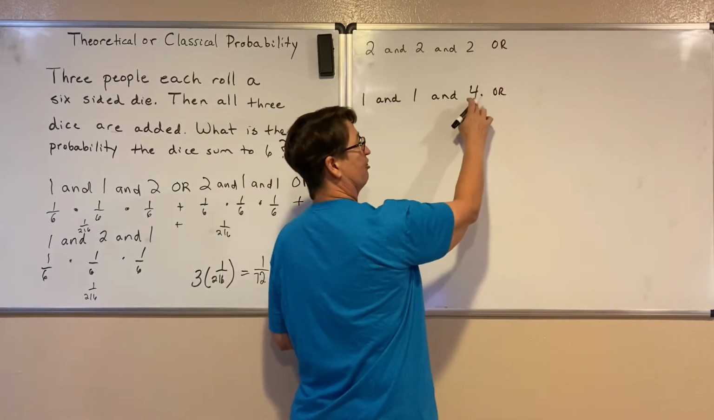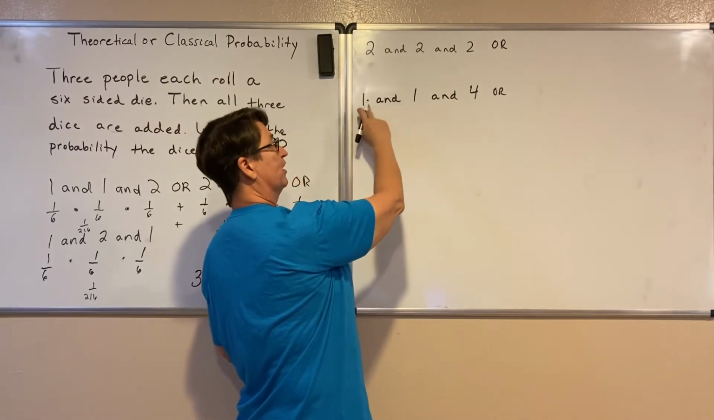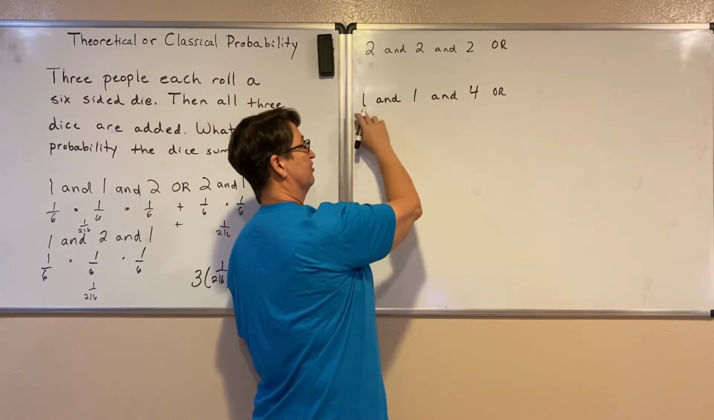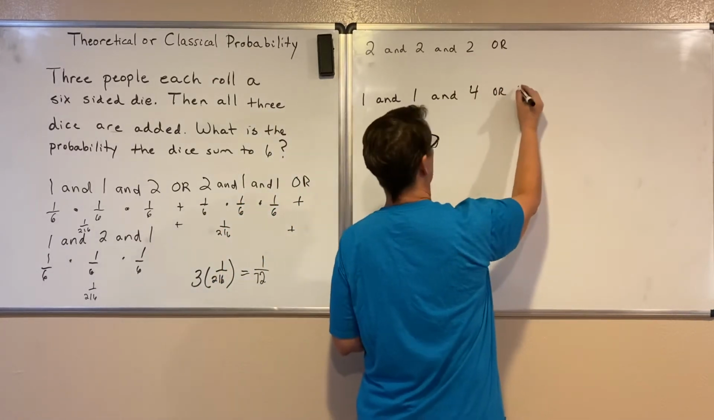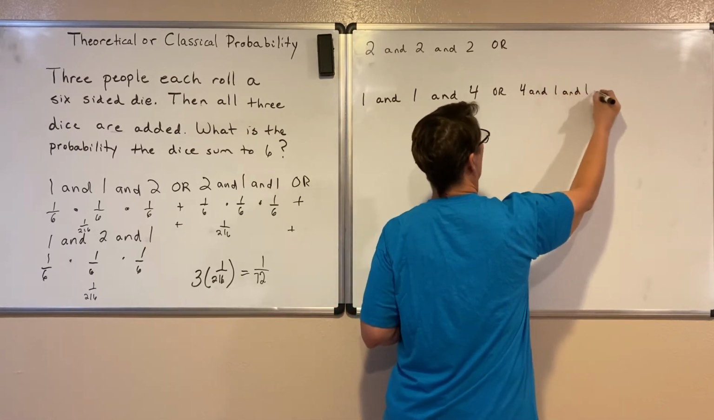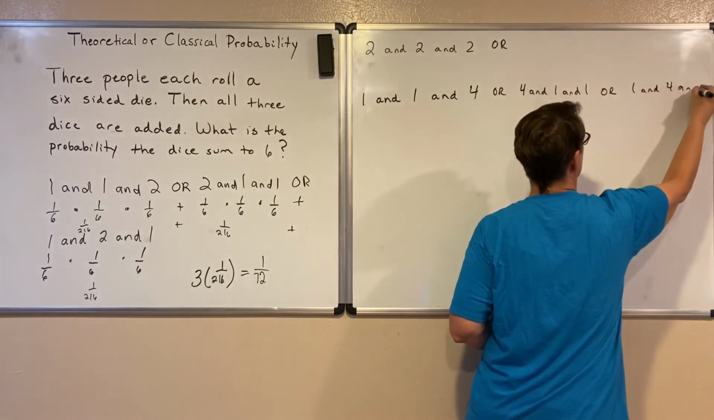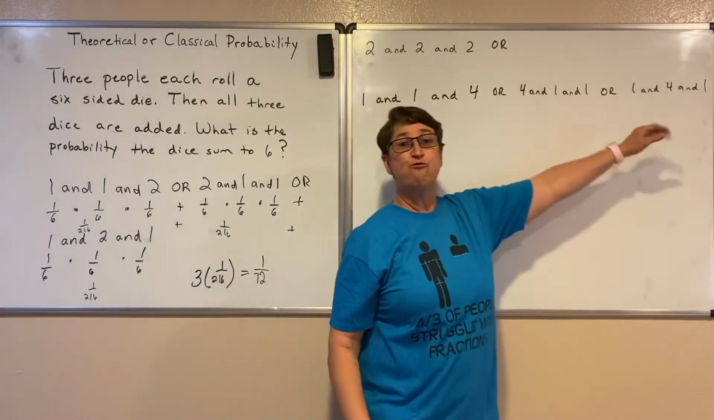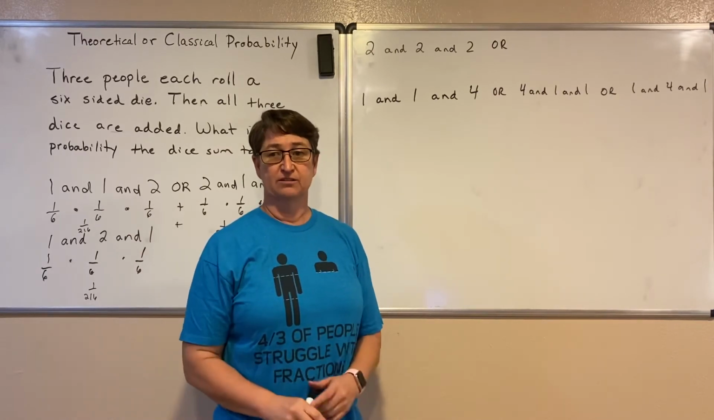Now, it could be the third person that rolled the 4, but it could also be the second person, or it could be the first person. So there are actually 3 different possible ways for us to get this 1 and 1 and 4, to get 2 1s and a 4. So that's one. But then the first person could, or the second person could. So far we have 1, 2, 3, 4 different ways for us to get a sum of 6.